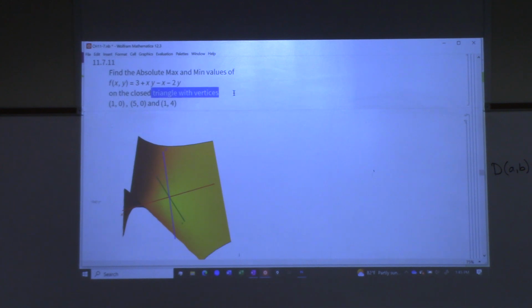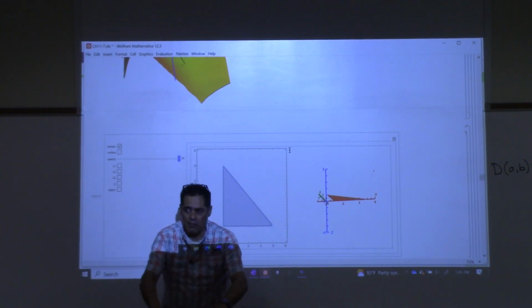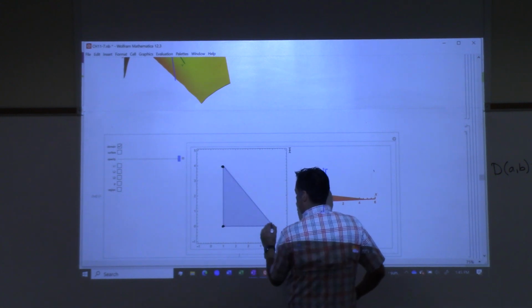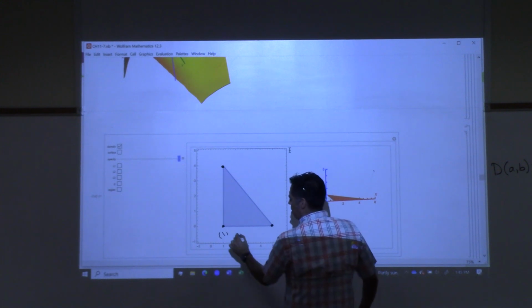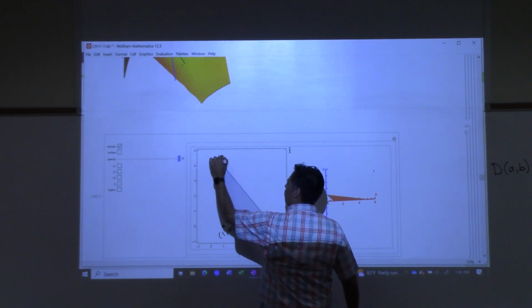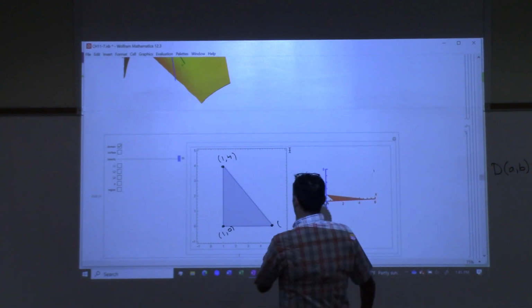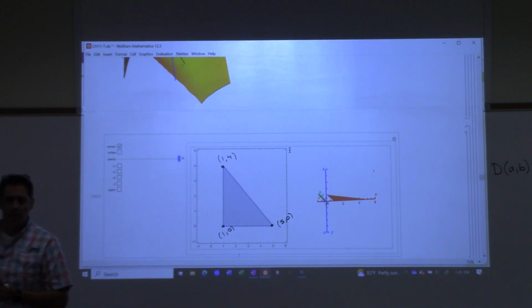So let me show you this. I'm going to show it before I actually do anything on the board. This right here is a two-dimensional picture of that domain. So if we talk about the ground, right? Here are the vertices. This was the point 1, 1, 0. And then this one was 1, 4. And then this one right here was 5, 0. Okay, I gave you that information, right?